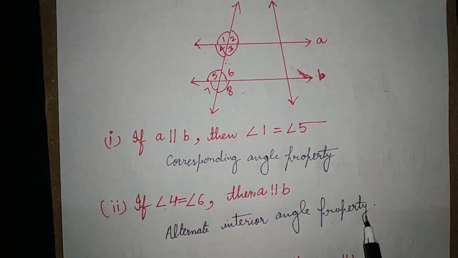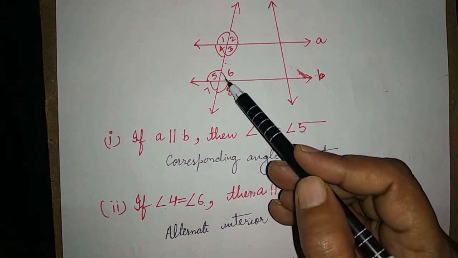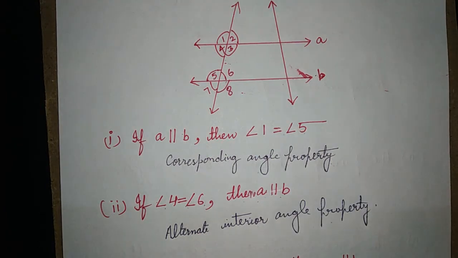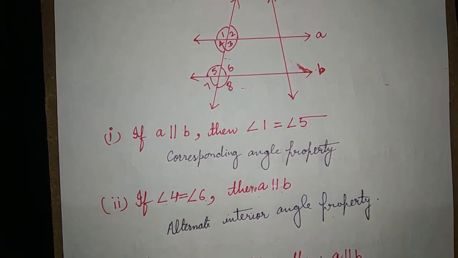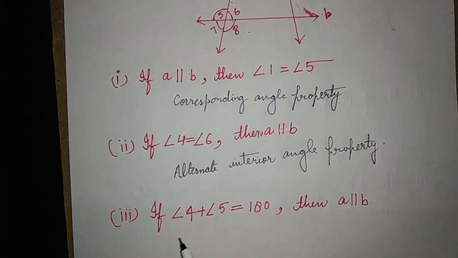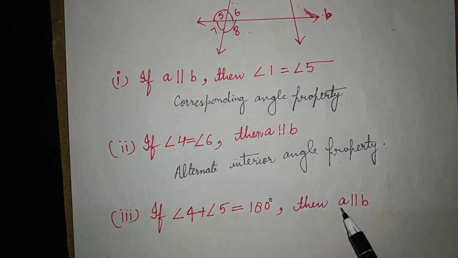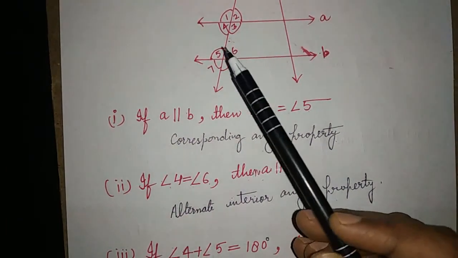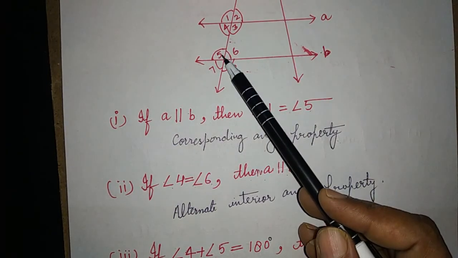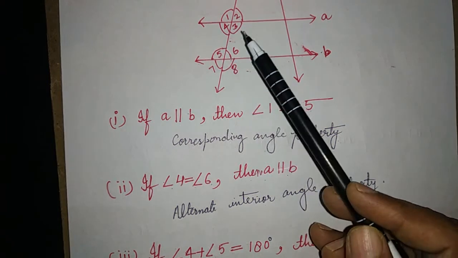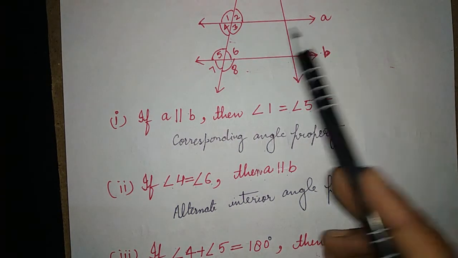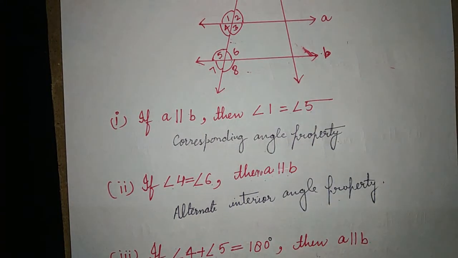Alternate interior angle property, because angle 4 and angle 6 are alternate interior angles. Now see the third part of this question. If angle 4 plus angle 5 is equal to 180 degrees, then A is parallel to B. Here, this is angle 4 and this is angle 5. If their sum is equal to 180 degrees, then line A is parallel to line B.